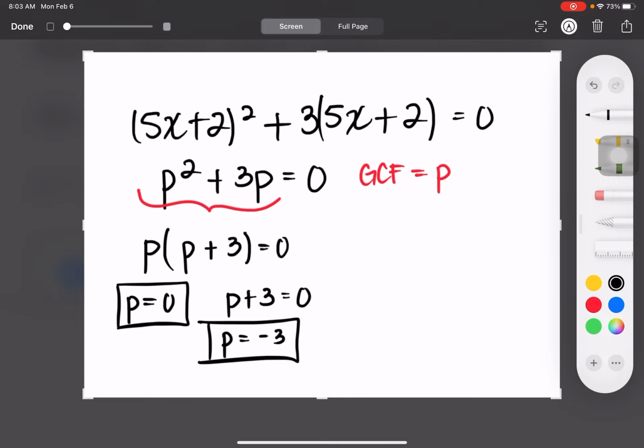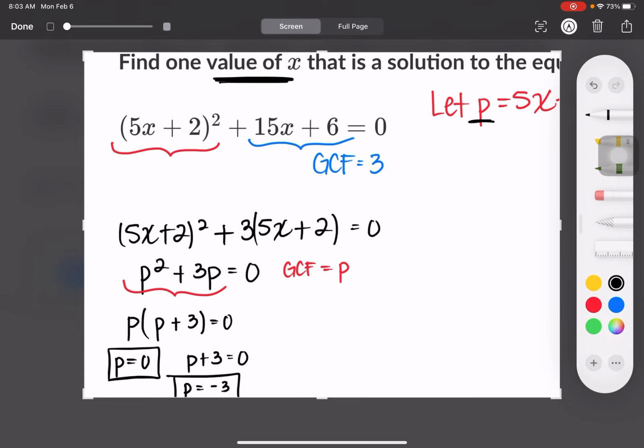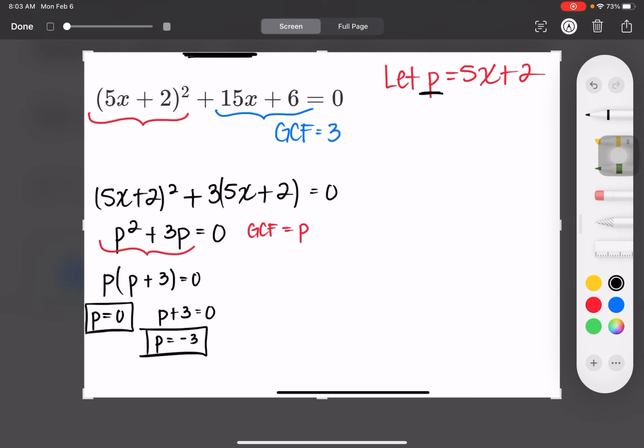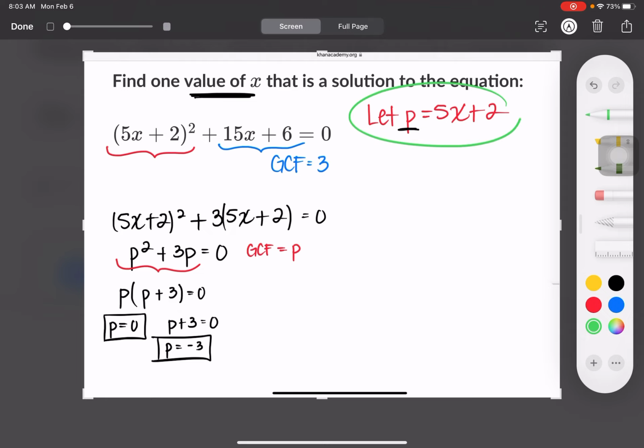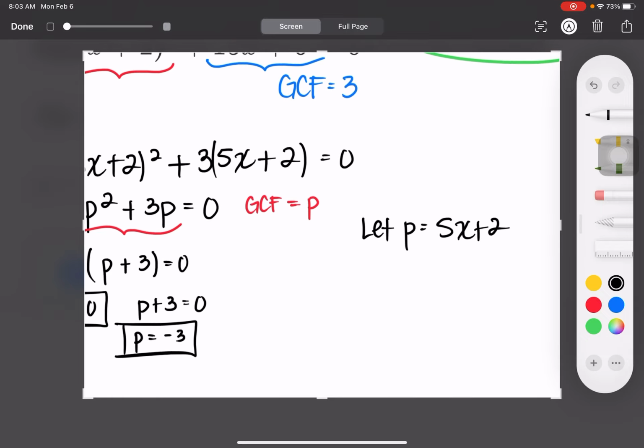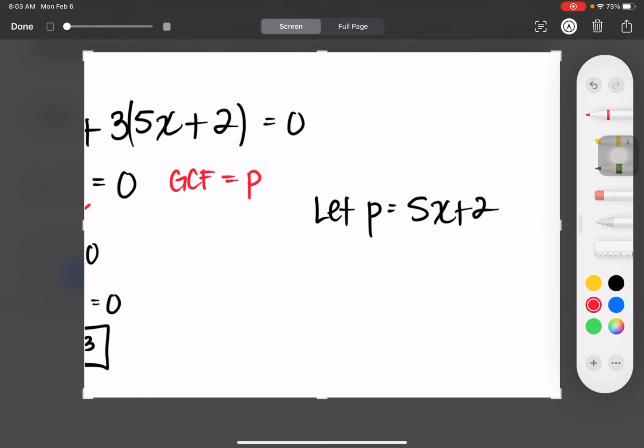Now, this is not what we're looking for, because we're actually looking to solve for x here. So once we got that solution, now we want to make each of these equal to this initial part here. That would actually be the last step. Because we said let p equal 5x plus 2, I'm going to make it equal to either of these. Let's say I want to work with the 0. P equals 0. So then that's going to become 5x plus 2 equals 0.